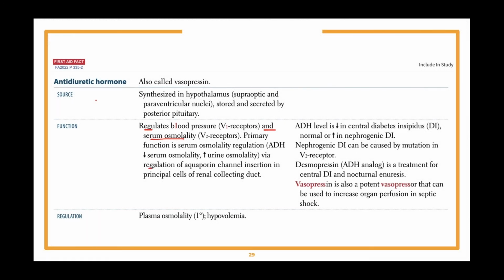Now, a second effect of ADH is to also increase urea reabsorption, okay? And that helps maintain the interstitial concentrating gradient, which allows water to be reabsorbed from the tubules in the first place, okay? So let's take a look at the next slide where we take a look at that collecting duct.